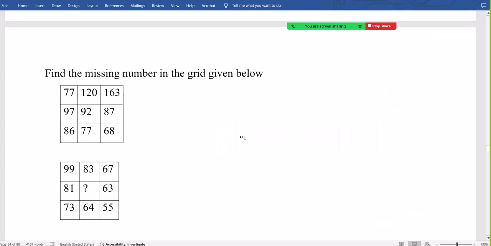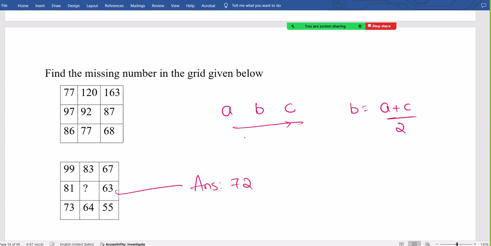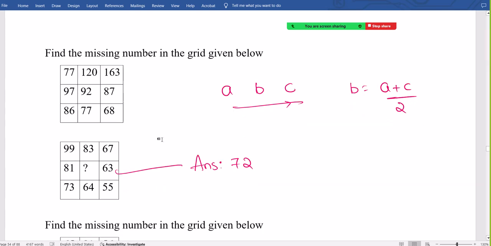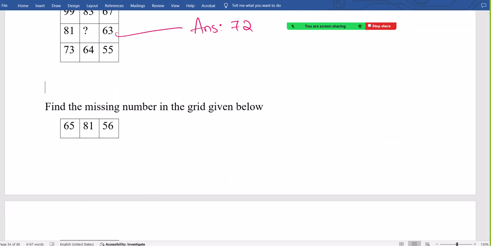Answer is A, B, C. B is nothing but A plus C divided by 2. Here the answer is 72. First one and last one adding, divided by 2, is the middle one. Next one.